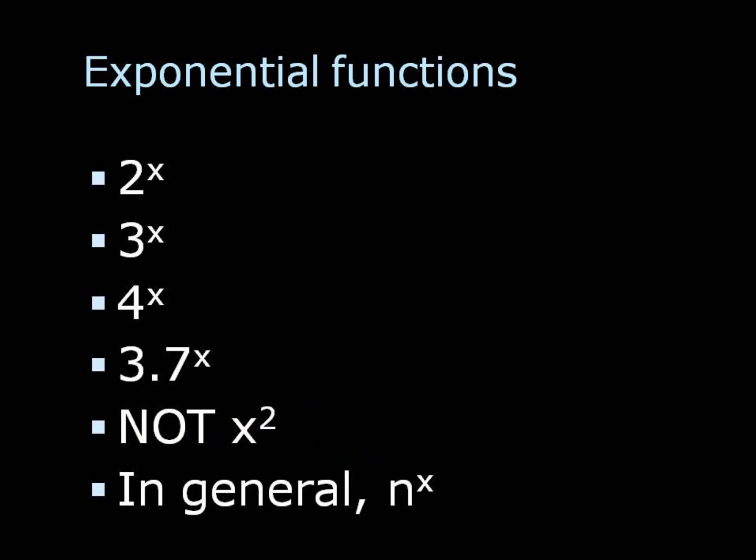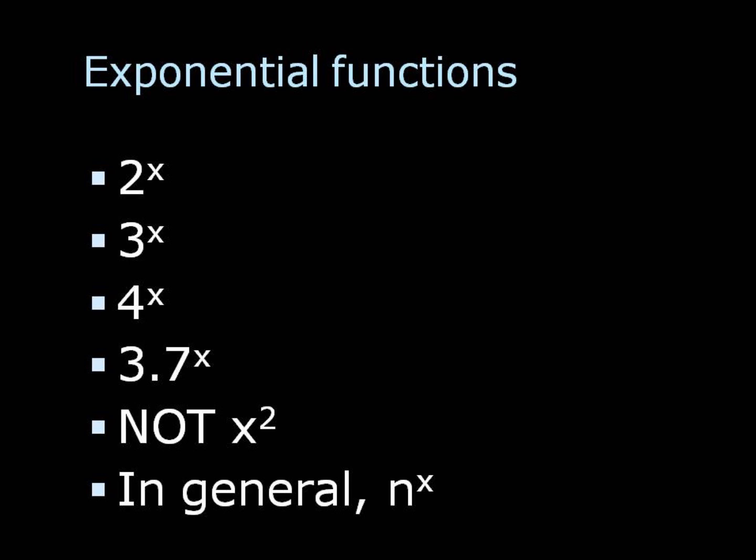So these are all exponential functions. 2 to the power x, 3 to the power x, 4 to the power x. In our rabbit example, it's 1.07 to the power of x. So we don't have to have just whole numbers raised to a power. We can have 3.7 to the power of x.